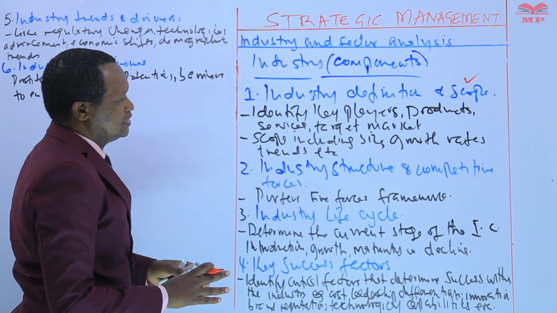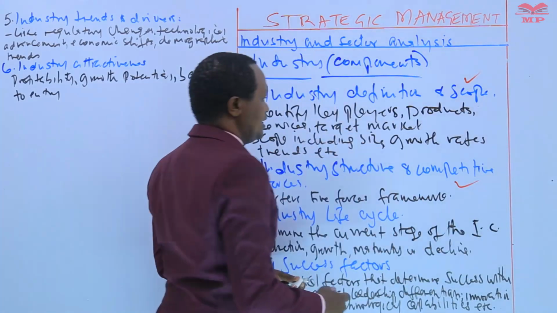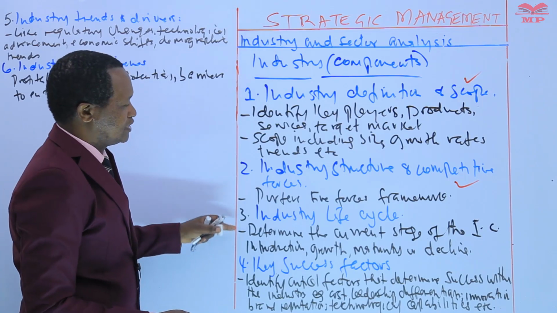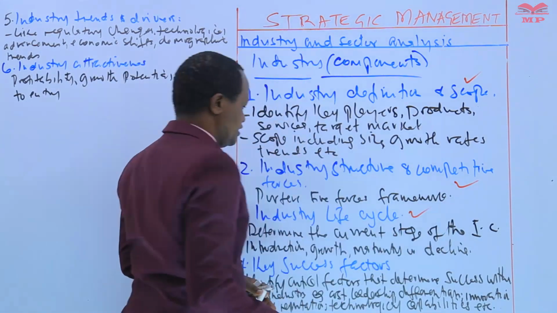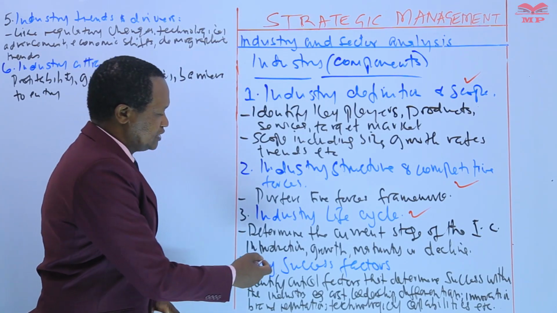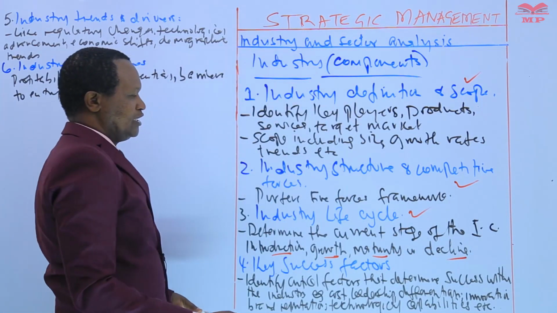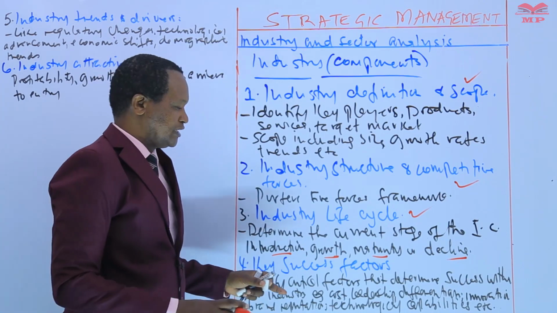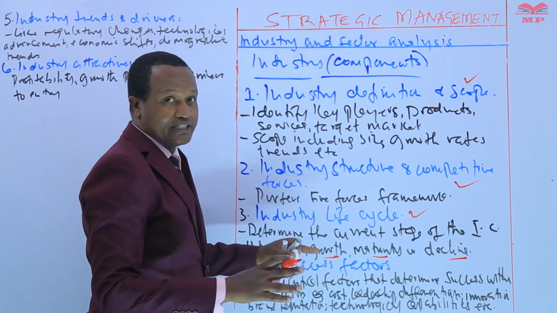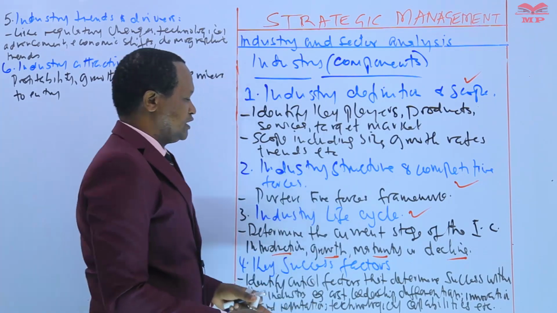Then the second stage is checking the industry structure and competitive forces. And we said when analyzing competitive forces, one can use Porter's 5 forces framework. Number 3 is to identify the life cycle, determining the current stage of the industry's life cycle, including whether it is at introduction, growth, maturity, or decline stage. And when looking at the industry life cycle, one can check the characteristics of the industry at each and every stage.